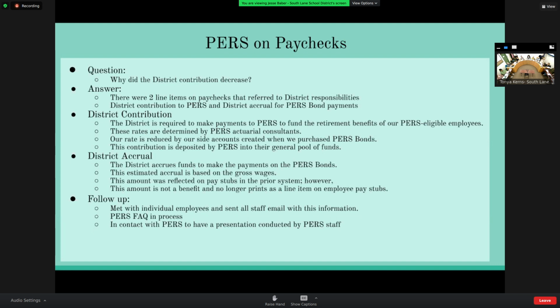In the new system, this line item is not showing on employees' paycheck as an employer benefit because it is not a benefit to employees.